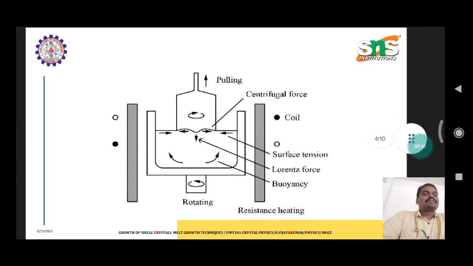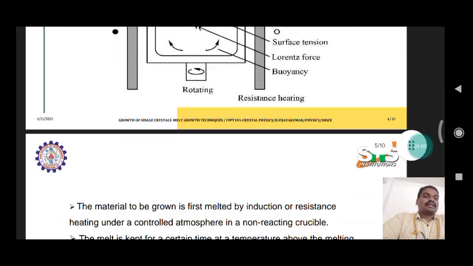This is the schematic diagram of the Czochralski technique. In this technique we have a pulling rod and coils, surface tension materials, and Lorentz forces on this liquid interface. Lorentz force is applied and resistance heating is available. Rotating equipment is available in this technique.